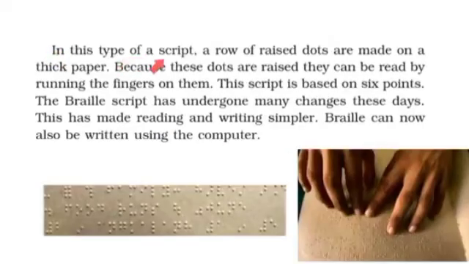In this type of script, a row of raised dots is made on a thick paper. Because these dots are raised, they can be read by running the fingers on them. This script is based on 6 points. The Braille script has undergone many changes these days. This has made reading and writing simpler. Braille can now also be written using a computer.